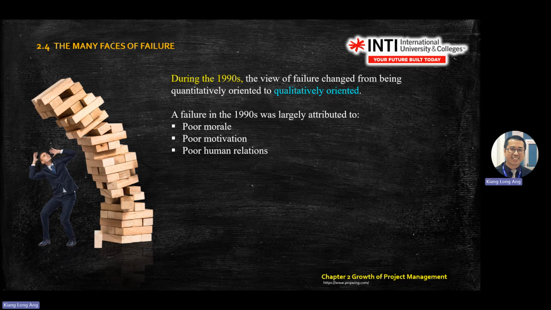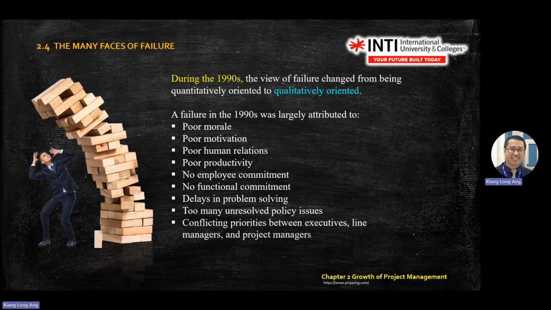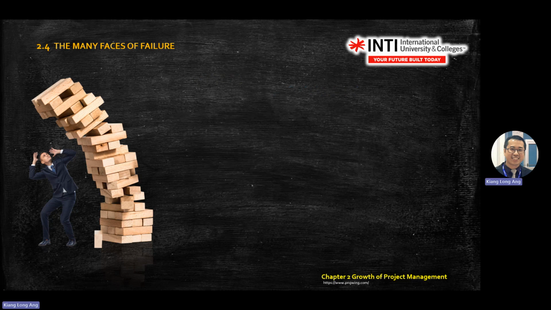So the failure is due to poor morale, motivation, and HR. Okay. And productivity and so on. The qualitative one means you can observe a trend on the thing, as you read. There are many. 1990s, a lot of problems there.